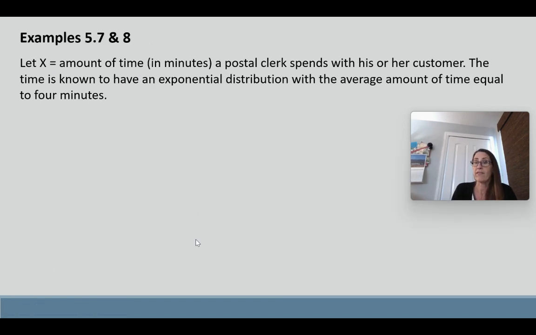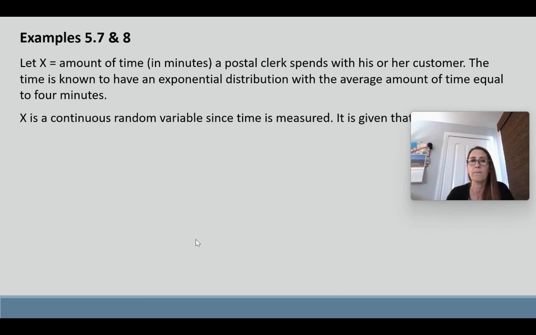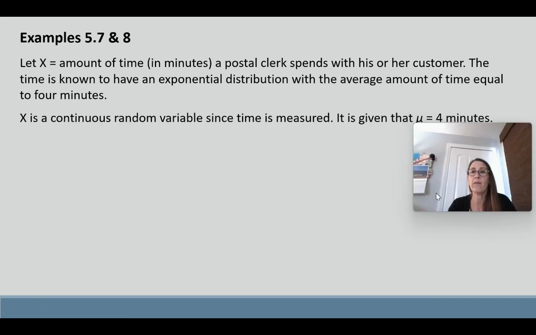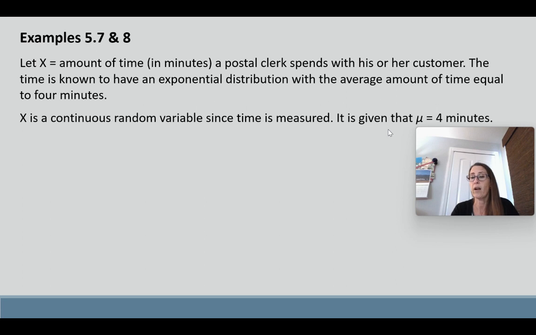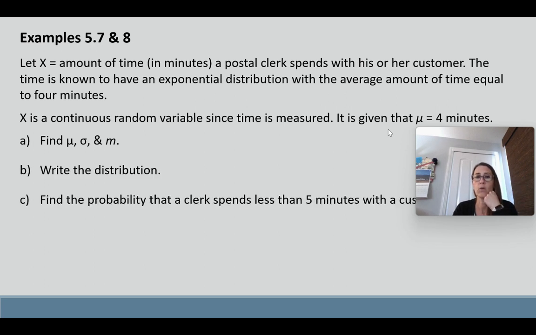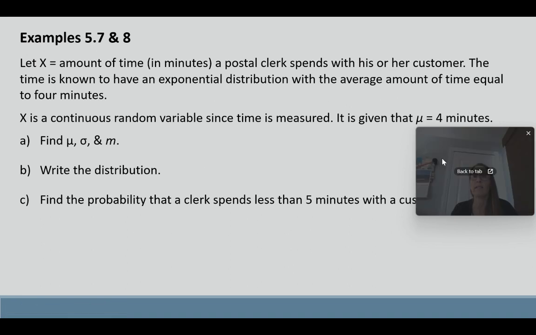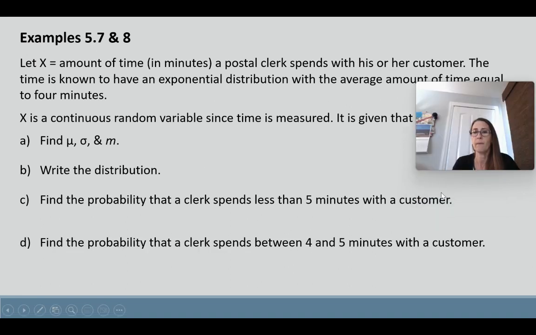Examples 5.7 and 5.8: let x be the amount of time in minutes that a postal clerk spends with his or her customer. The time is known to have an exponential distribution with the average amount of time equal to 4 minutes. So x is a continuous random variable since time is measured, and we're told that our mu equals 4 minutes. We're going to find mu, which we just did, sigma, and m. We're going to write the distribution. We're going to find the probability that a clerk spends less than 5 minutes with a customer, and the probability that a clerk spends between 4 and 5 minutes with a customer.